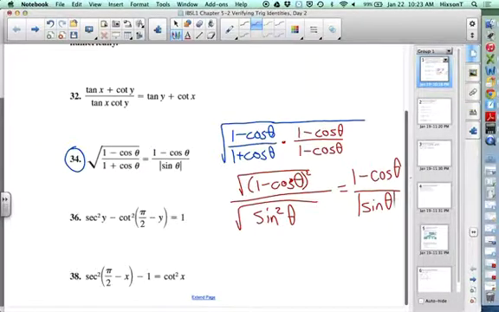And we include the absolute value because we want to make sure it's positive. Otherwise, we could be taking the square root of a negative number. We don't want to do that. Okay? So, all right, there's 34.